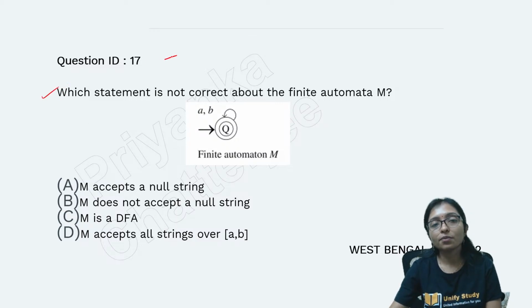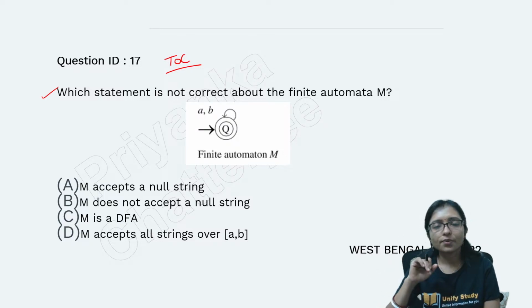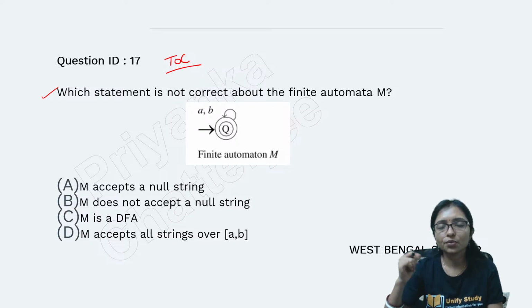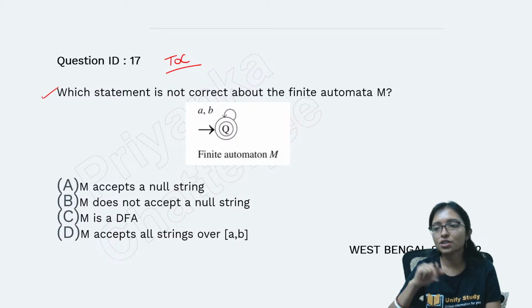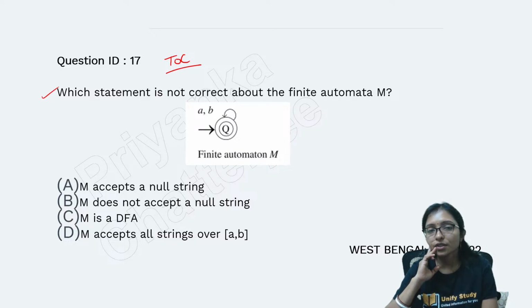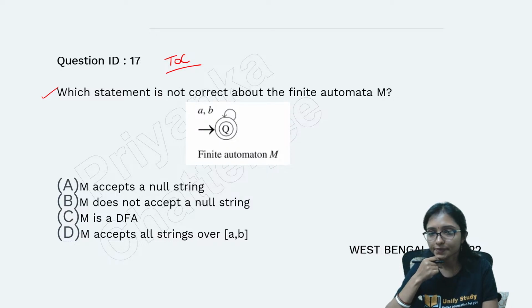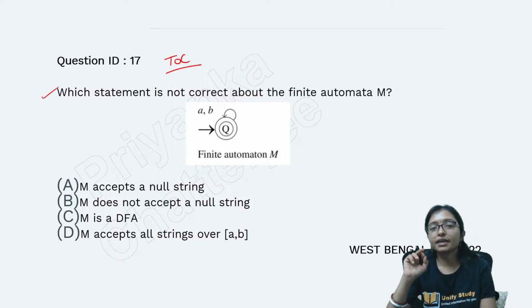Another question, this is from TOC. I am asking you a different subject. First we did a question from DBMS, next from computer architecture, next from operating system. Now this is from TOC. Now do it. Which statement is not correct about the finite automata M? See the image very carefully. After that, answer.